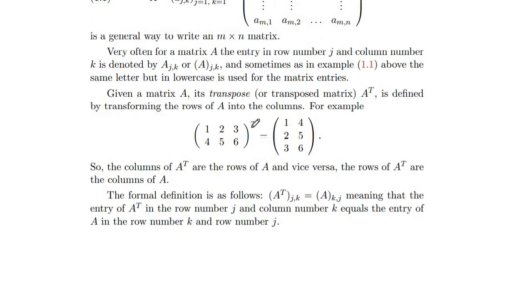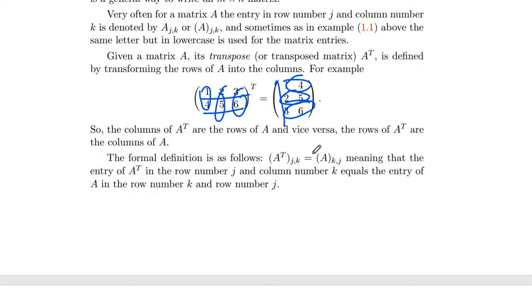And there's something called transpose. As you can see, if you take the transpose, this 1 4 went here, 2 5 went here, and 3 6 goes here. So basically your rows become columns, right? First row becomes first column, second row becomes second column. That's all.